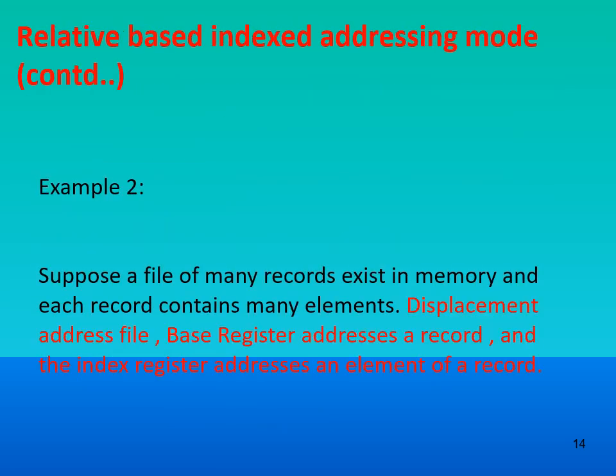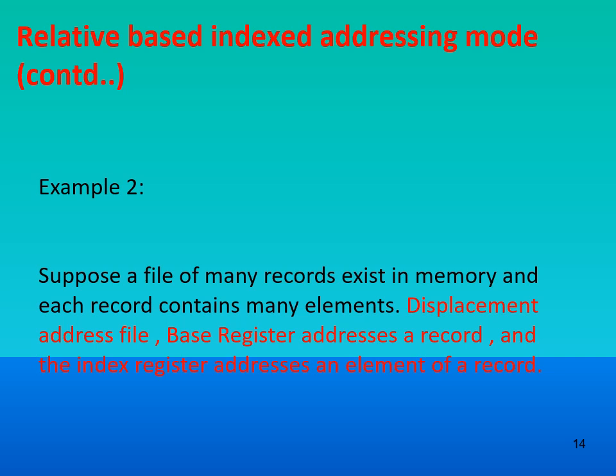Let's take an example for this relative based indexed addressing. MOV CL, comma, BX plus DI plus 20. So this instruction moves a byte from the address pointed to by BX plus DI plus 20H in the data segment to CL. A practical application for this.